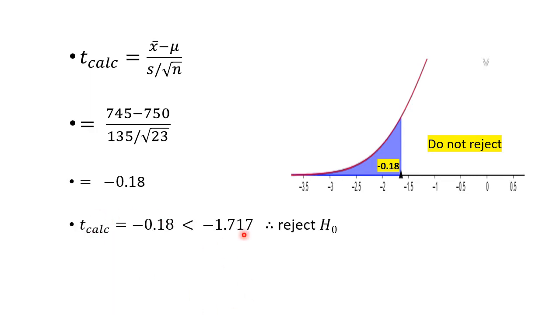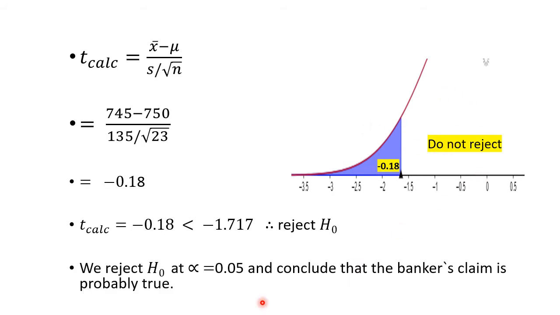Now, remember, if the test statistic is less than the critical value, then we reject H0. That is our decision. We have minus 1.717 here, and the value that we got is less than that, which is found on the left hand side. Therefore, we are going to reject H0. If it had fallen on the other side, then we were not going to reject H0.